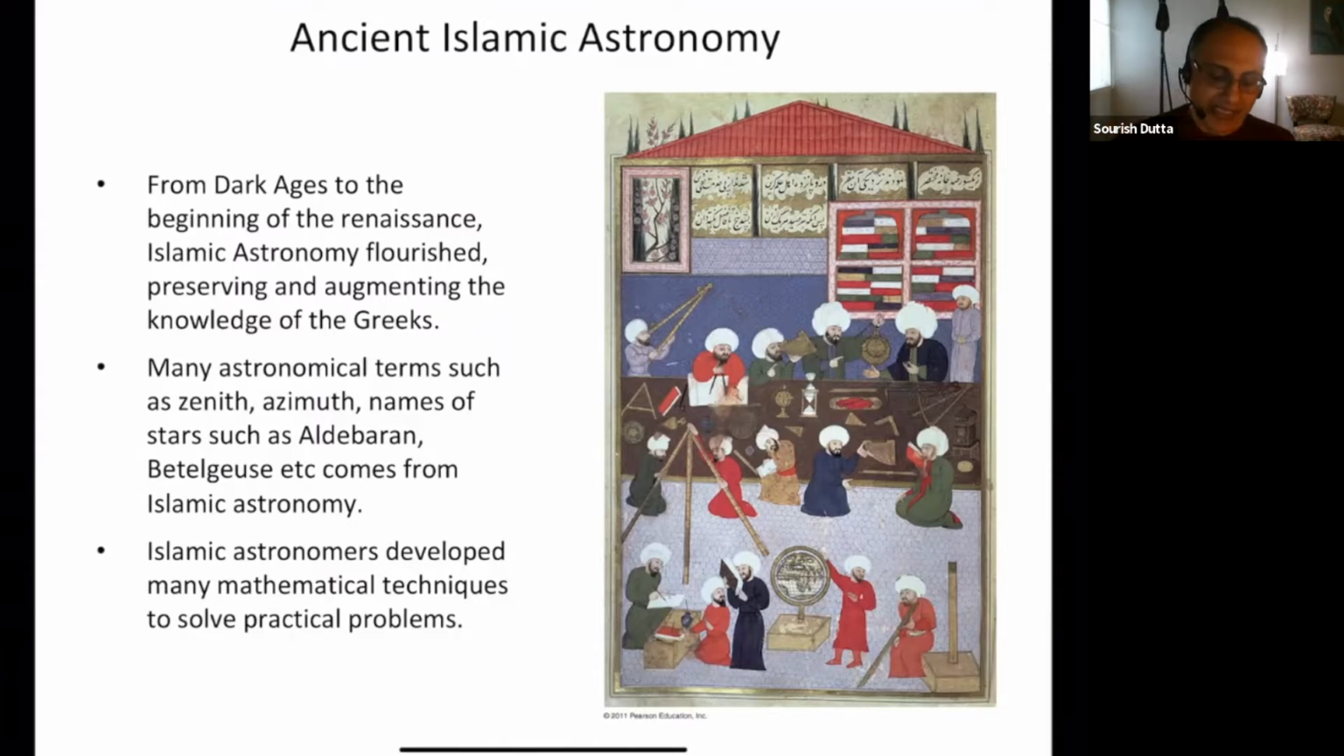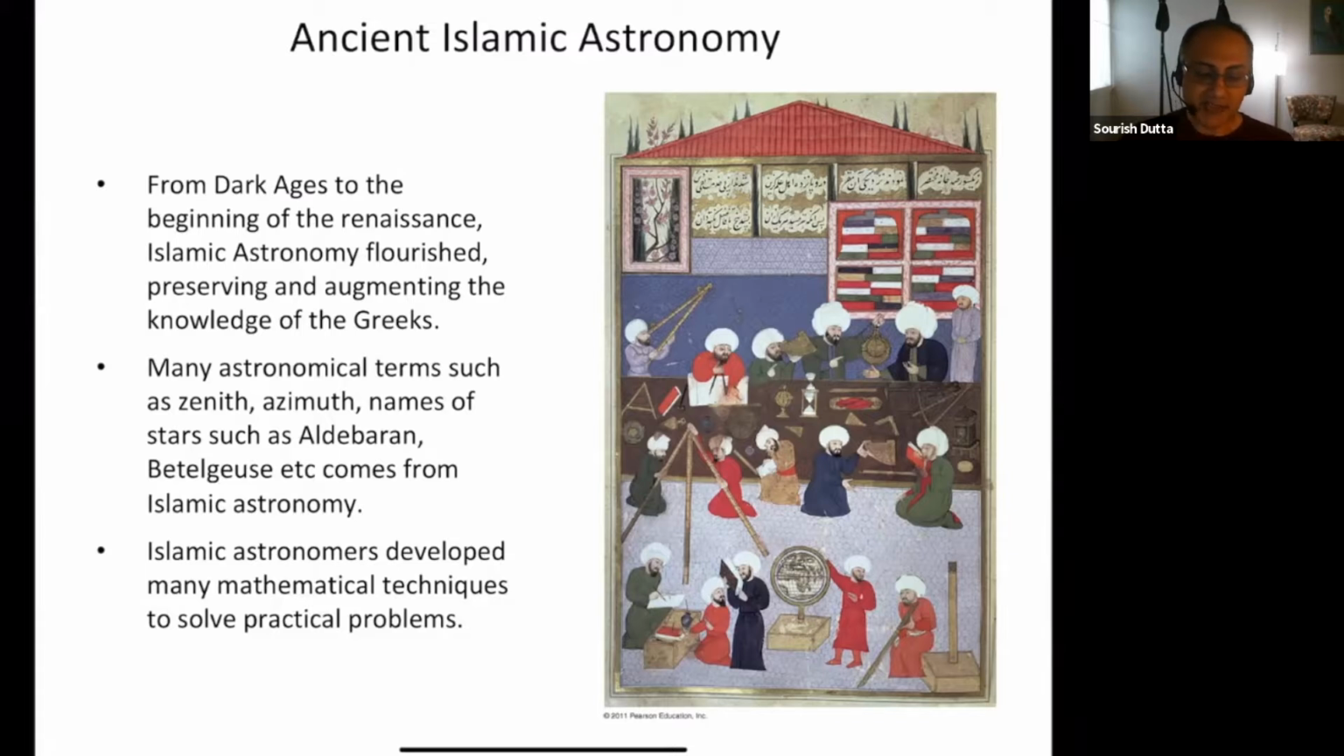So at that time, Islamic astronomy flourished. Islamic astronomers or Islamic scholars started translating and studying the works of the great Greek scholars, and then they preserved that work, and they also augmented that knowledge, and these Islamic astronomers made tremendous progress in astronomy and mathematics and science in general.